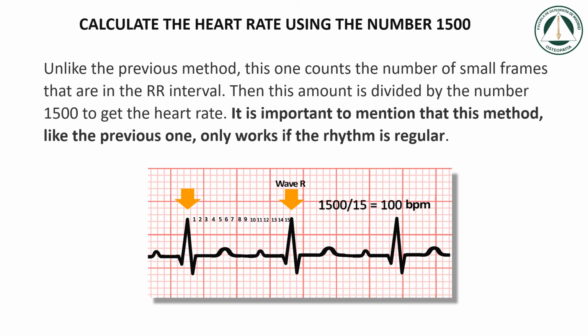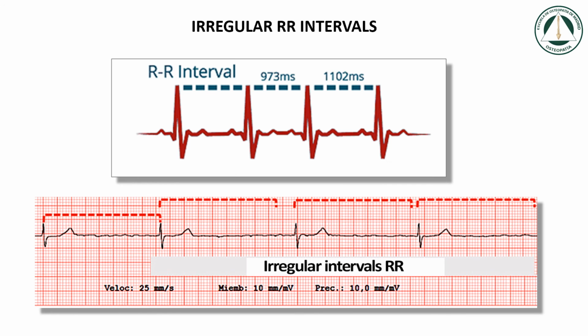Calculate the heart rate using the number 1500. Unlike the previous method, this one counts the number of small squares that are in the RR interval. Then 1500 is divided by this amount to obtain the heart rate. It is important to mention that this method, like the previous one, only works if the rhythm is regular. Irregular RR intervals. Examples of irregular RR intervals can be seen here.